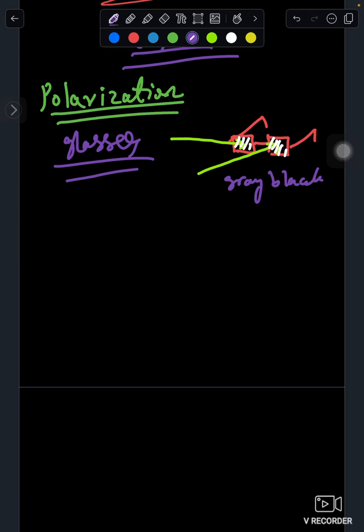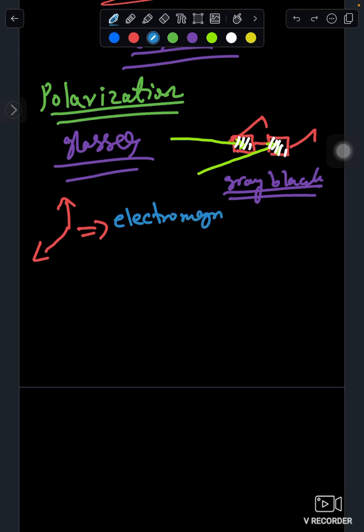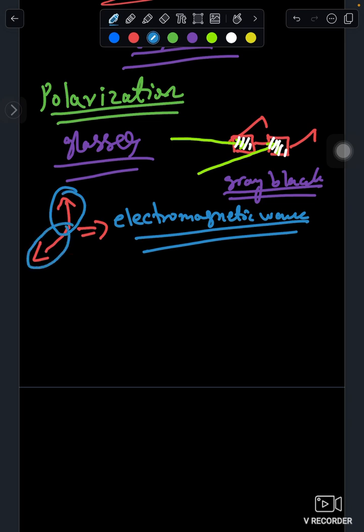So what is actually polarization? Polarization refers to the orientation of the oscillations of a wave, especially in the context of electromagnetic waves such as light, because we know that light travels as an electromagnetic wave. These are the arrows for electromagnetic waves. Look, the upper arrow and bottom arrow both together describe the electromagnetic wave.